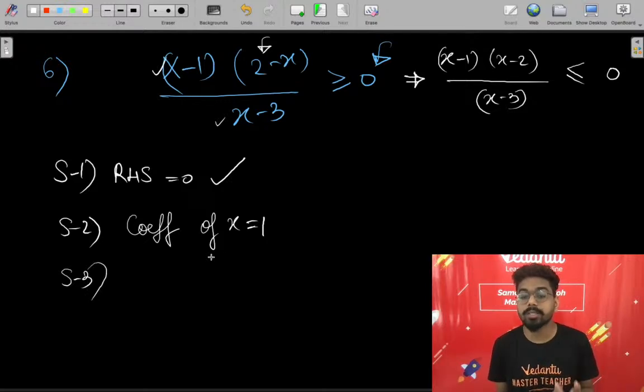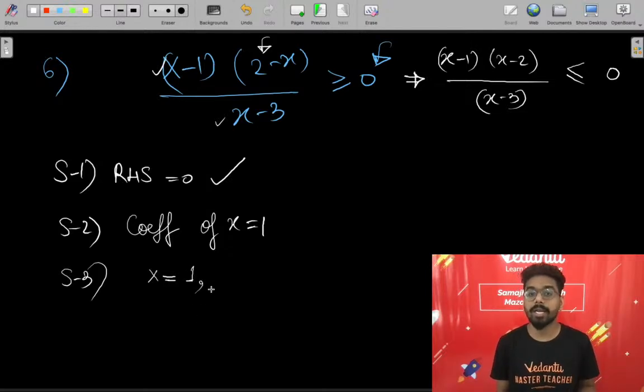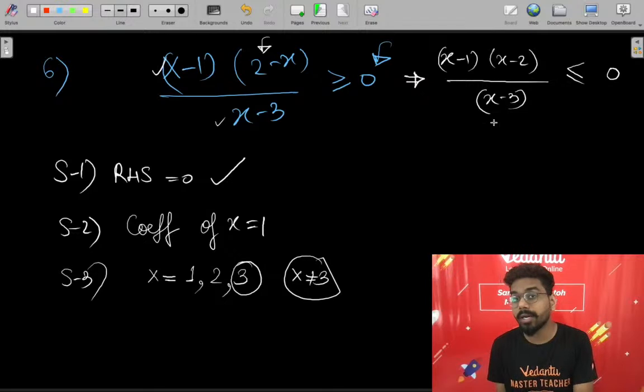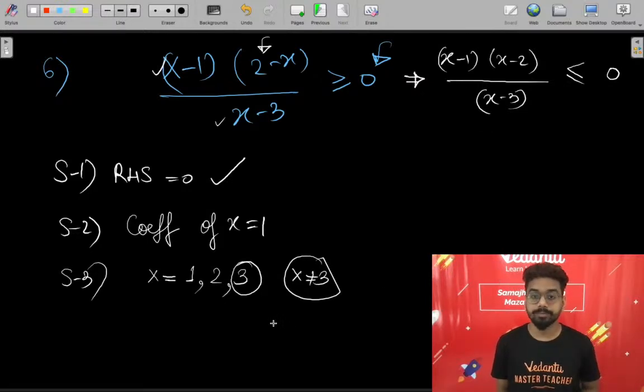What are critical points? Critical points are those points where each and every factor will become 0. X minus 1 becomes 0 at x equal to 1. X equal to 2 and x equal to 3. And I am circling this particular point because x cannot be equal to 3. It cannot be equal to this. Why? Because it's in the denominator. Always mention. Okay? Accha, x equal to 3 cannot be, but we are checking critical points.